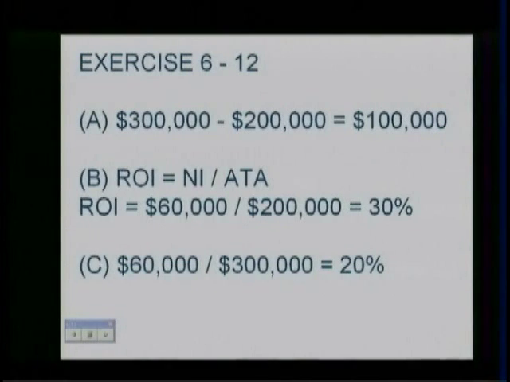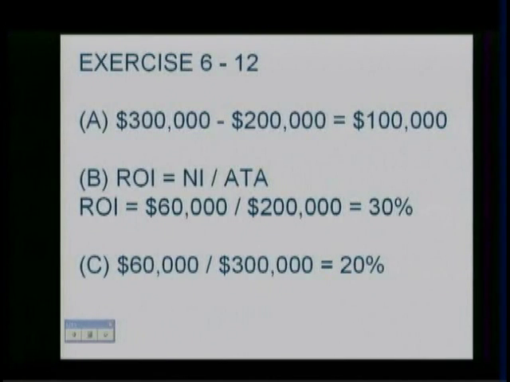In Part B, it says to calculate the ROI for Target Company based on its present operating income and the fair market value of its net assets. Now, this is before they're purchased. So remember, ROI, back from Chapter 3, is net income divided by average total assets. In this case, our net income is $60,000. Our average total assets are $200,000, which will give us then an ROI of 30%.